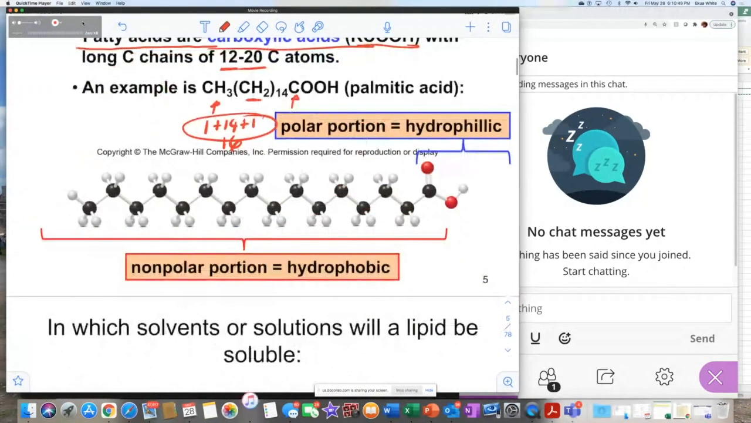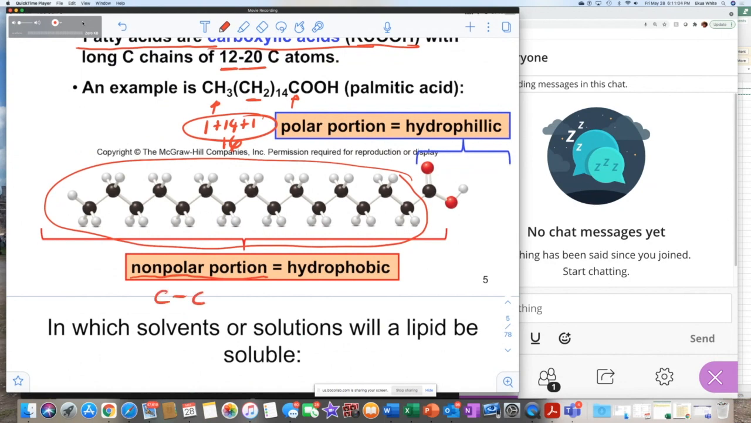So here's an example of a molecular model of a fatty acid. You can see the long carbon chain, which is the nonpolar portion. Remember, it's nonpolar because it has carbon-carbon and carbon-hydrogen bonds only. And remember, these bonds we decided before they were nonpolar.